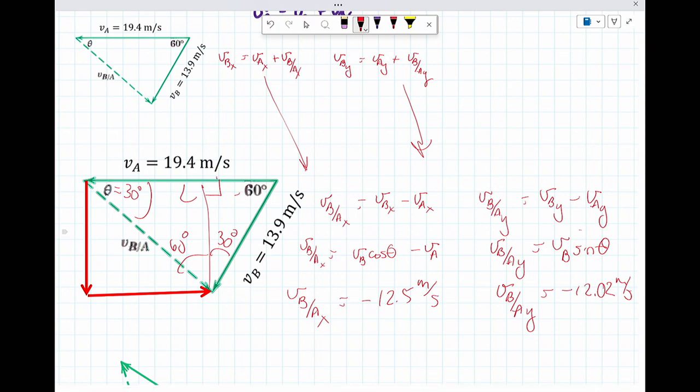Okay, so now you have all of that. You have all of the information you need. V sub b cos theta, V sub a sine theta, and you end up with V sub b a in the x direction, which is minus 12.5 meters per second, and minus 12.02 meters per second.